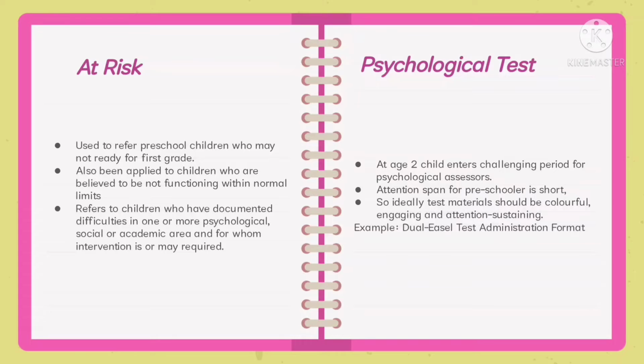At age 2, a child enters a challenging period for psychological assessors. Language and conceptual skills are beginning to emerge, yet the kinds of verbal and performance tests traditionally used with older children and adults are inappropriate. The attention span of the preschooler is short, and ideally, the test materials are colorful, engaging, and attention-sustaining.